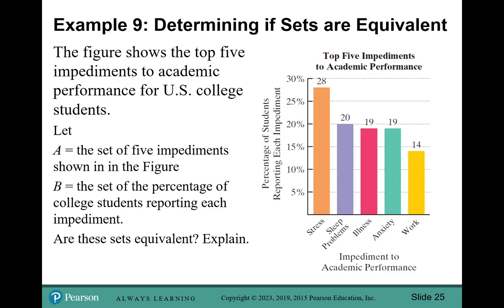First, we need to line out what set A and set B even are. Set A is the set of 5 impediments shown in the figure. So, set A are essentially all of these impediments here. This is our set A. Set B is the percentage of college students reporting each of these impediments. So, this collection of percentages here would be set B. Follow me?